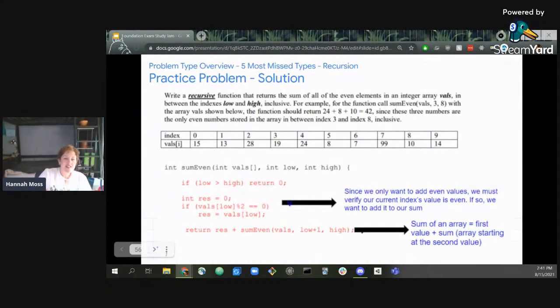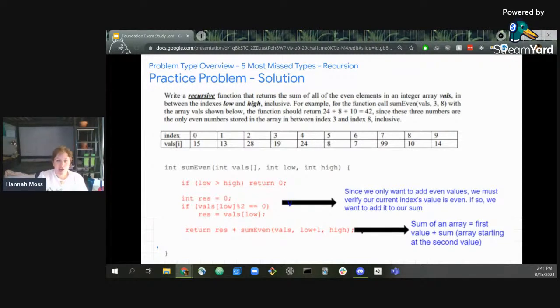So next let's talk about the recursive portion of our solution. The first part we see is the section before our return statement. This section is performing some intermediary processing. Since we only want to add even values to our sum, this section is checking if the current integer we're looking at, marked by low, is even. If it is even, we collect its value in res to add to our sum. And if it's not even, we don't want to add it, so we leave res set to 0 instead.